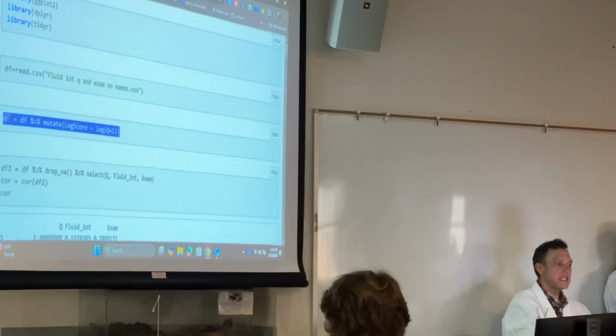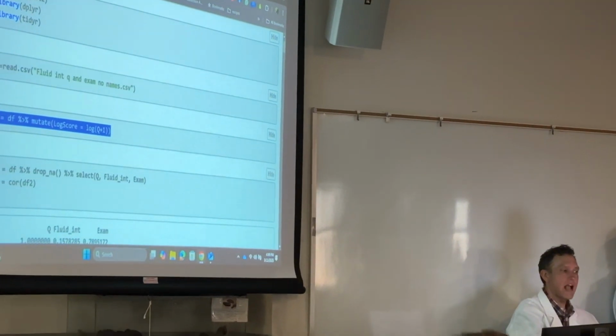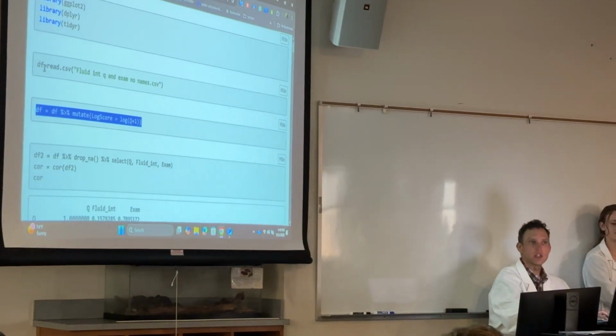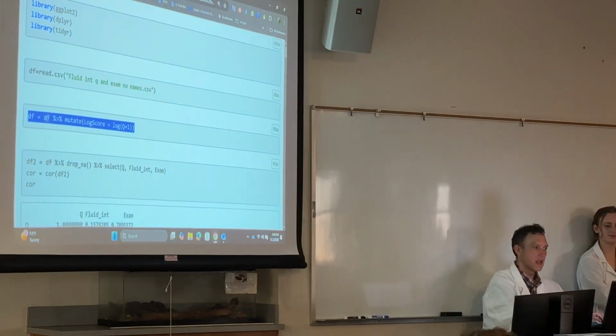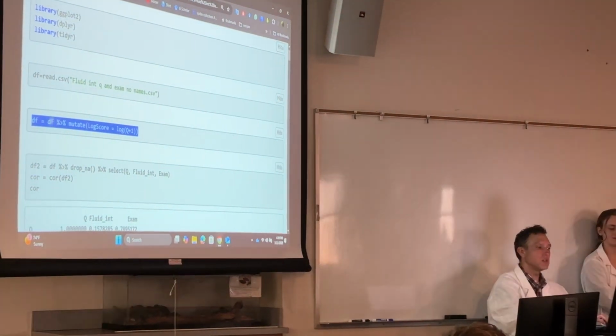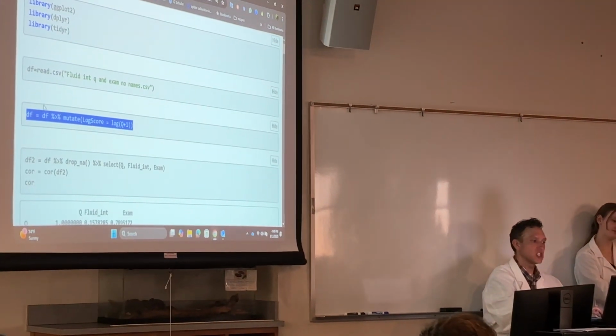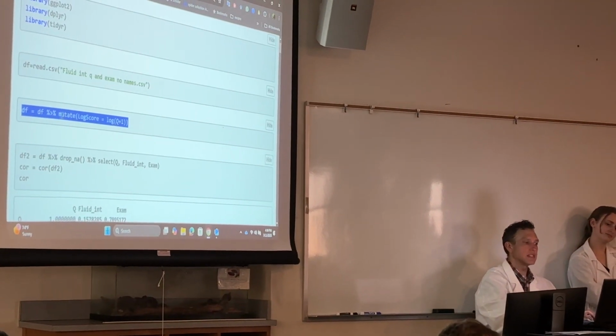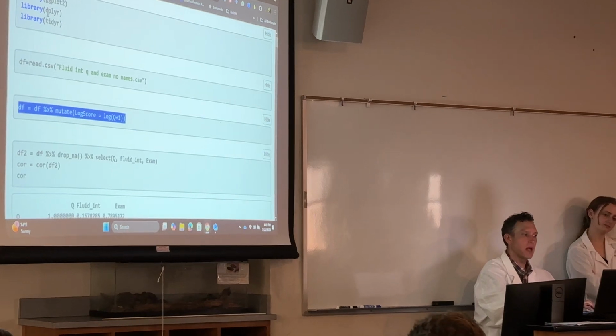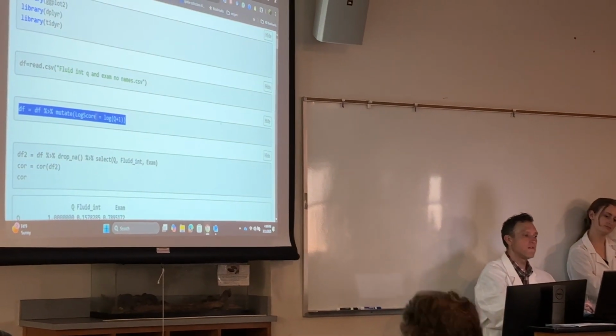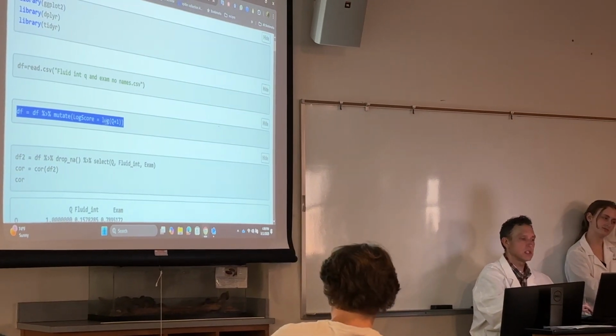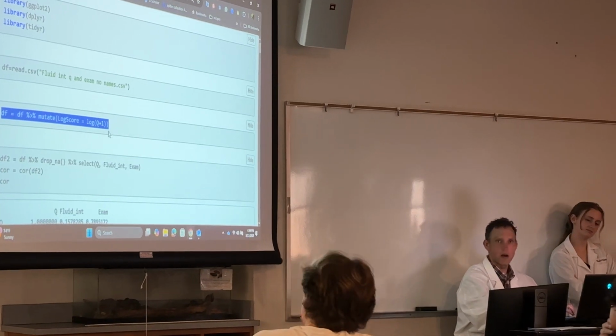When I say df equals, what I'm doing is I'm actually rewriting the df that I just created in the previous step. Okay? And then I'm referring to it, I'm using it as the source, so it's both the destination and the source. And what I'm doing is I'm using the mutate function from dplyr, and I'm calculating a new variable called log score, which is the log of my variable q plus 1.